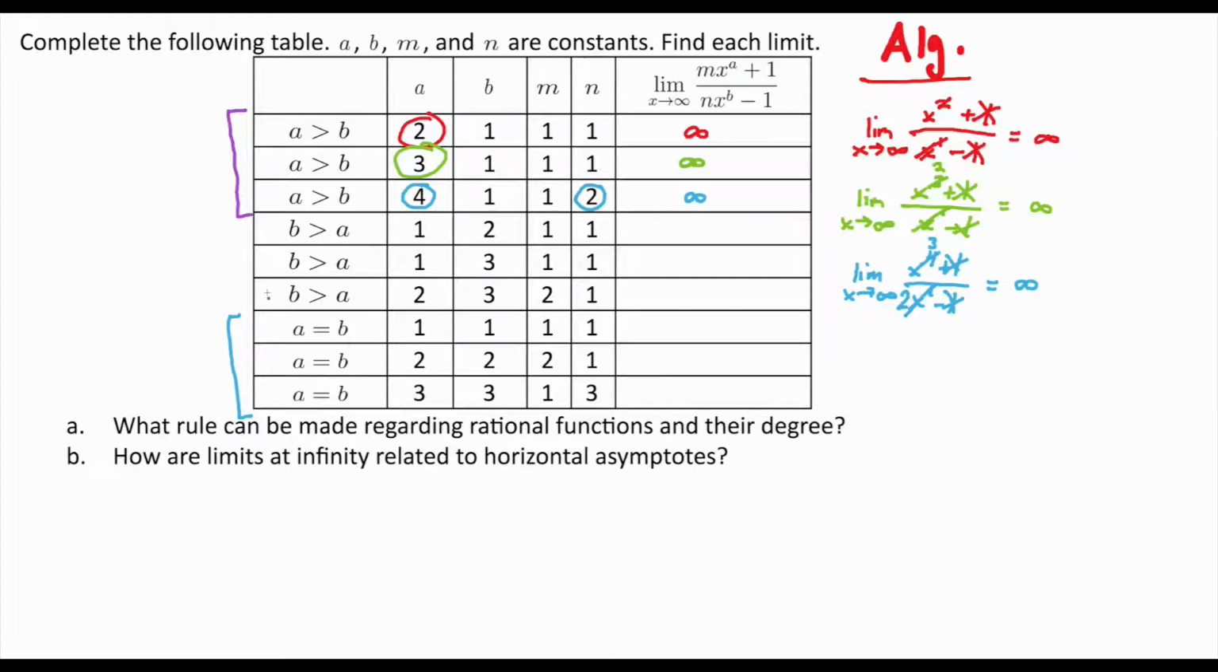Now we're going on to a different batch here. This time it's going to be b is greater than a. So it kind of flip-flops the numbers here so we can see what happens. I messed around with the m and the n values as well, so you can see that. All right, so that first one right there, let me write it down really quick. We have the limit as x goes to infinity of x to the 1st plus 1 over x squared minus 1.